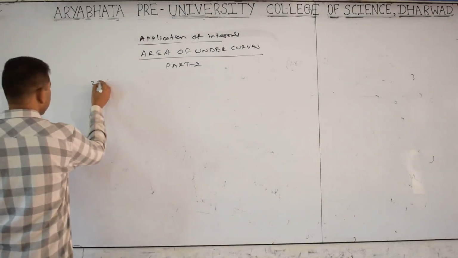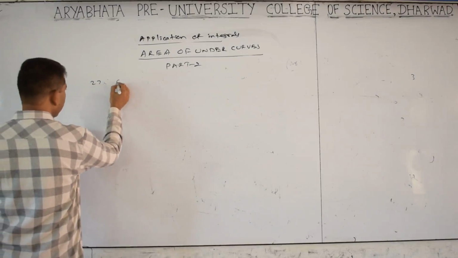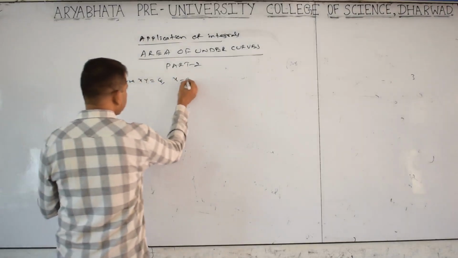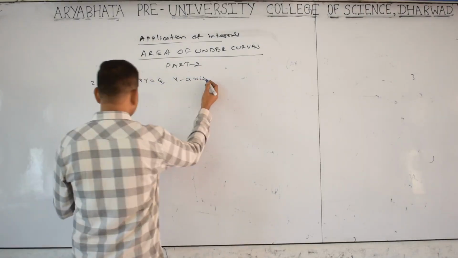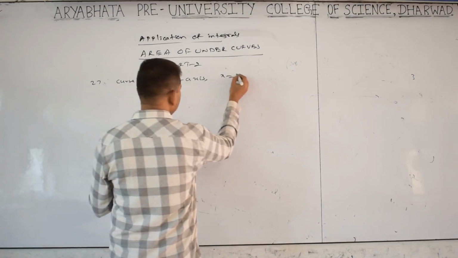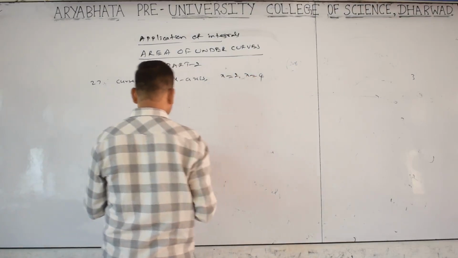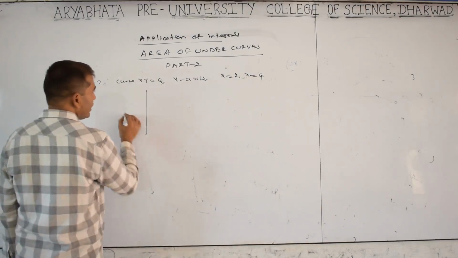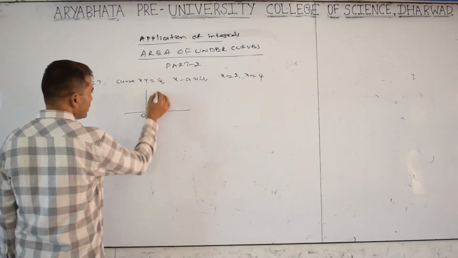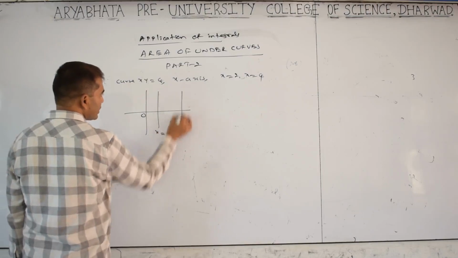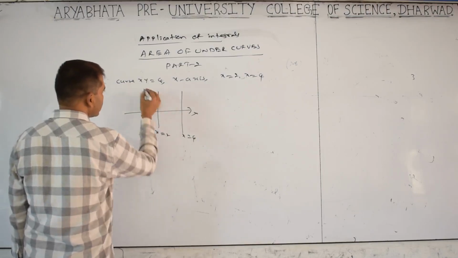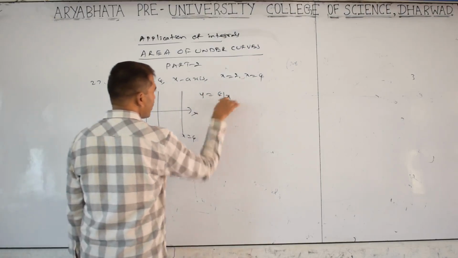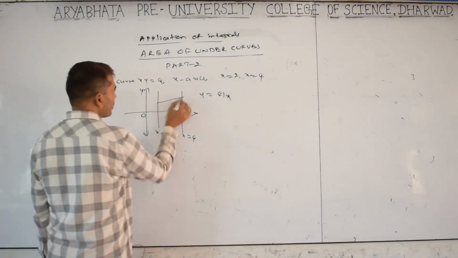Next one, 27. The area bounded by the curve xy equal to 4, the x-axis between the coordinates x equal to 2 and x equal to 4. The area is bounded by the lines given here. This is x is equal to 2, this is x equal to 4. X-axis, this is the y-axis here. Xy is equal to 4 means y is equal to 4 by x. So the curve 4 by x is like this.